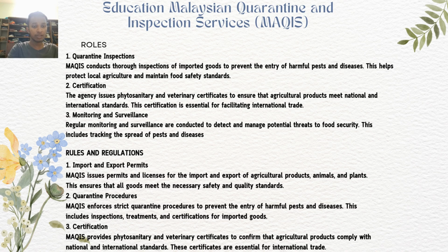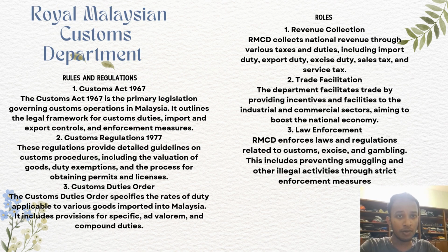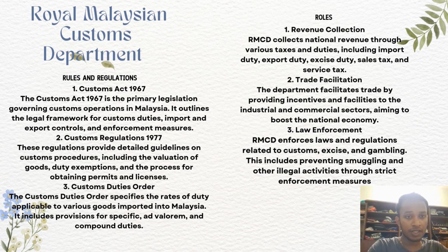Third is certification. MAQIS provides phytosanitary and veterinary certificates to confirm that agricultural products comply with national and international standards. These certificates are essential for international trade. Now I'm going to talk about the Royal Malaysian Customs Department, rules and regulation.